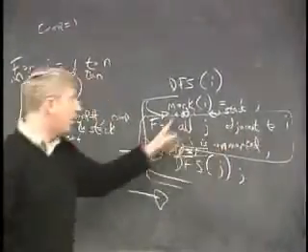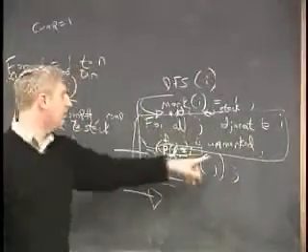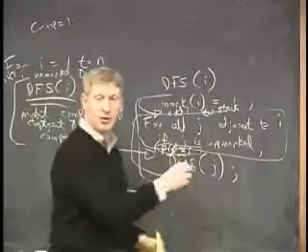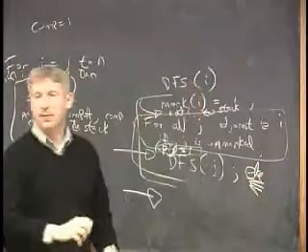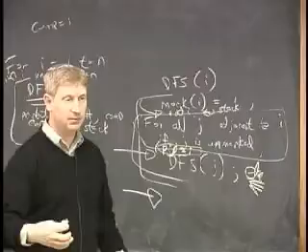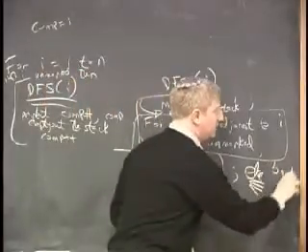If j is adjacent, for all j adjacent to I, if j is unmarked, do this. I didn't put an else in, but there's an else. Else means it is marked. That's a back edge.